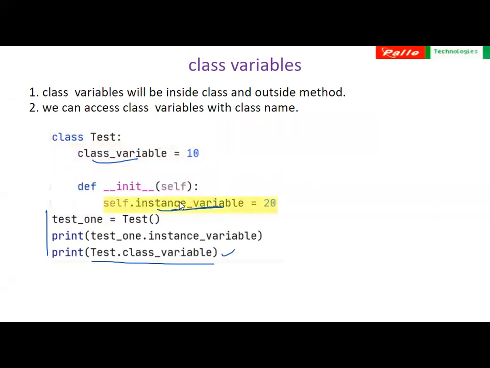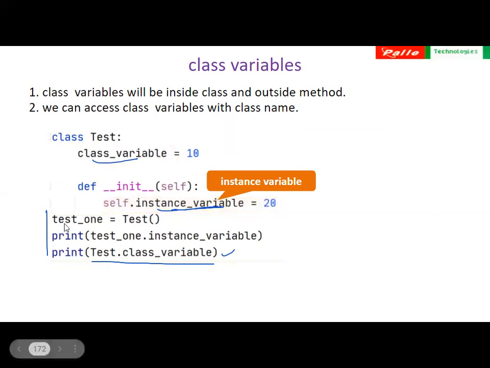Similarly, this is nothing but an instance variable. Why is it an instance variable? Because it is inside the constructor, and moreover it has the self dot. So you have to see both these points. Now this is an instance variable.